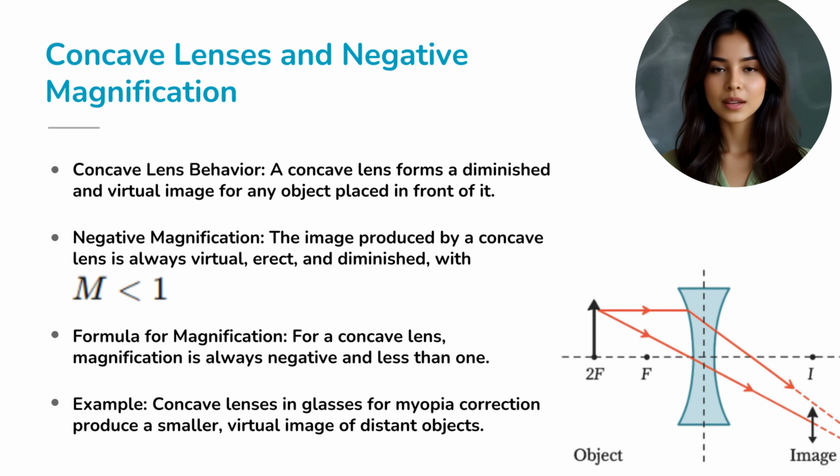In real life, this principle is incredibly useful. Concave lenses are fitted into glasses to correct myopia. They make distant objects appear smaller but clear, allowing the person to see them properly. So, remember this simple difference: convex lenses can magnify and even form real images, but concave lenses always shrink the image, giving a virtual, upright, and diminished version of the object.